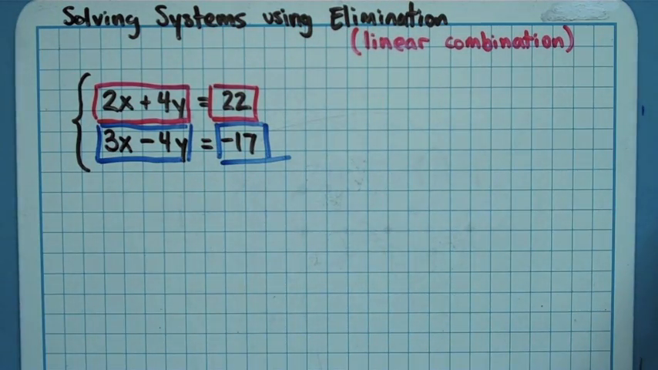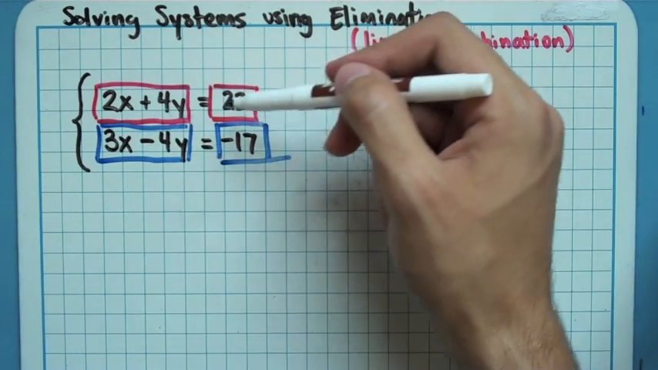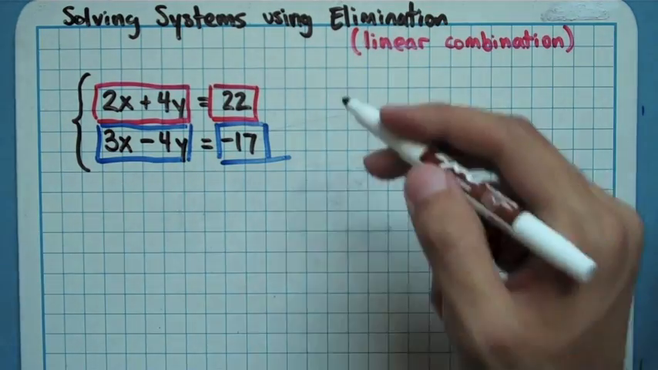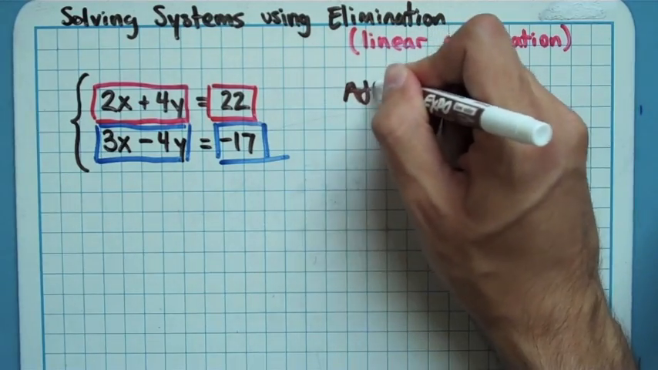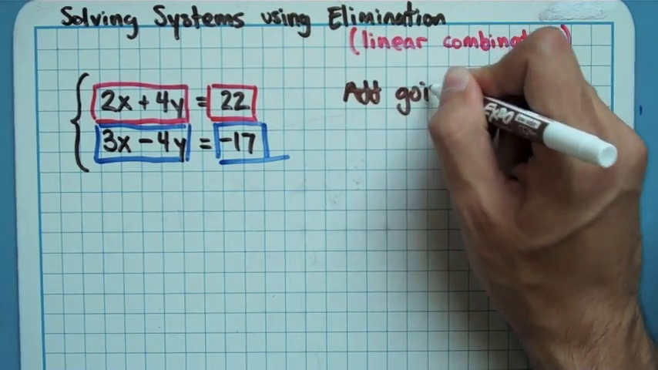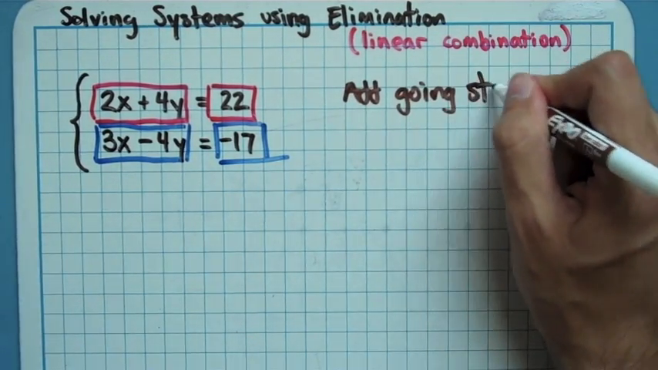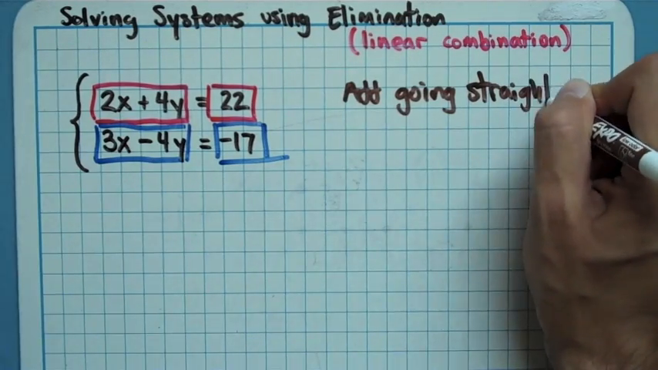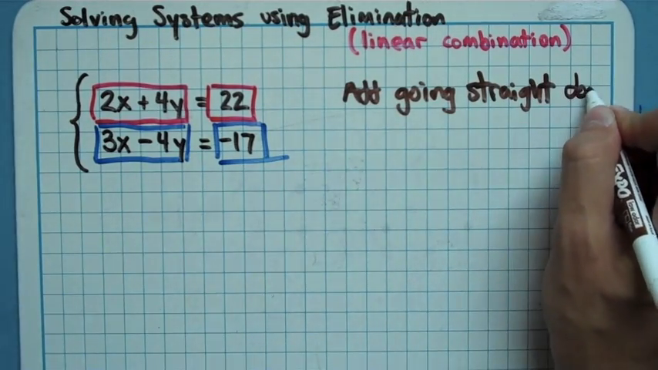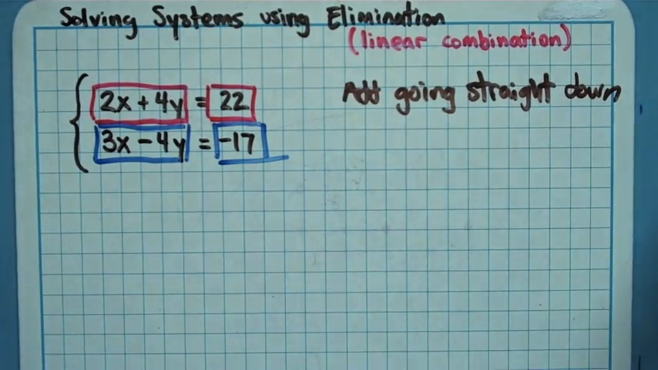Basically, that's just a drawn out way of saying if we add the left sides together and we add the right sides together, it's still going to be the same. We are going to add going straight down. And we're allowed to do that because the pieces are equal. So let me show you what happens when we do that.